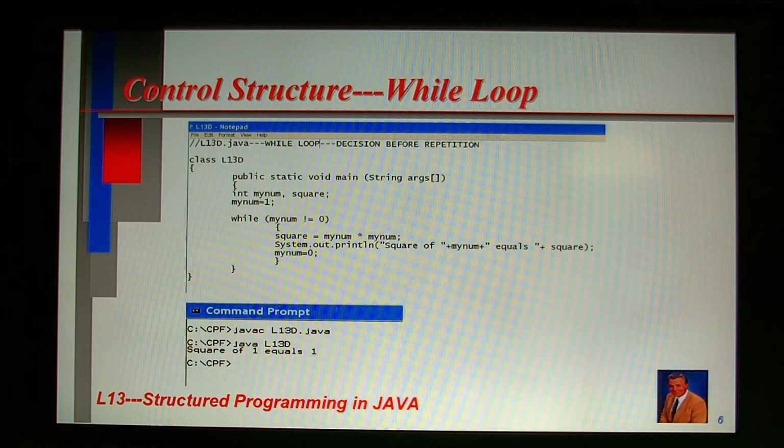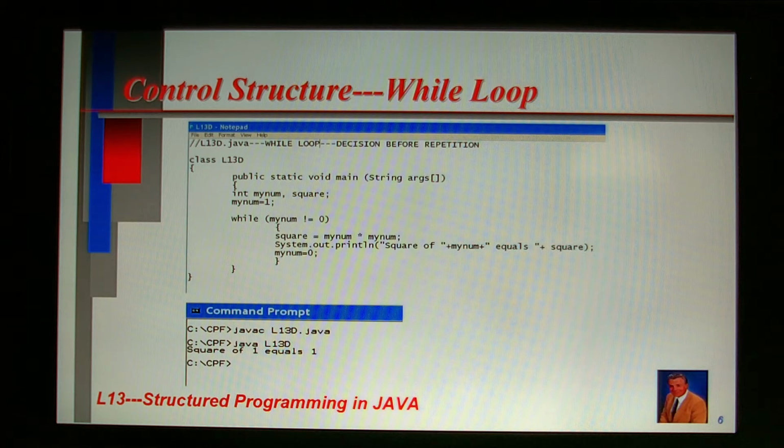Okay, next let's analyze the repetition computer program instructions part, namely left brace, square equal minum, asterisk minum, semicolon, System.out.println, left paren, double quote, square of, double quote, plus minum, plus double quote, equals, double quote, plus square, right paren, semicolon, minum equals 0, semicolon, right brace.